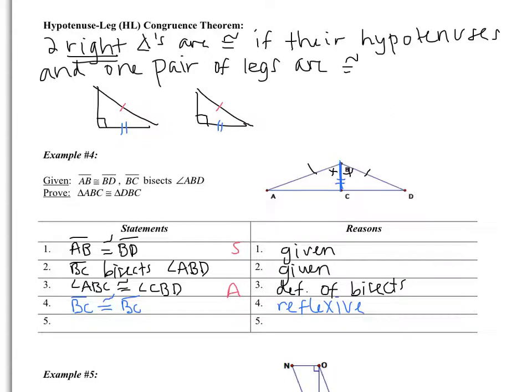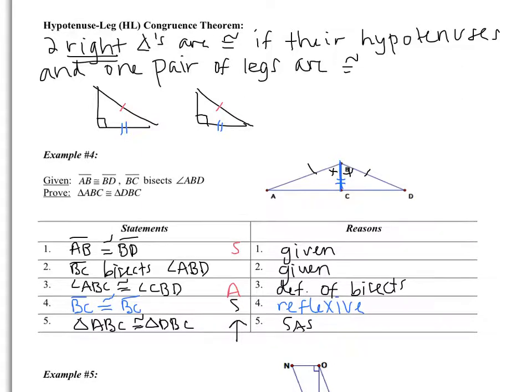Okay, now I see that I have SAS. I have two sides and the included angle. So I can go right to triangle ABC is congruent to triangle DBC by SAS. One thing to notice is that your steps will not always come in the correct order. So we could have had SSA here, but you really have to look at the figure to know what theorem it is, because our steps could sometimes go in different orders.